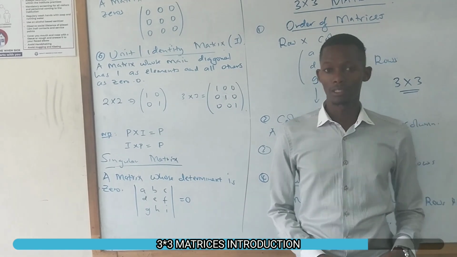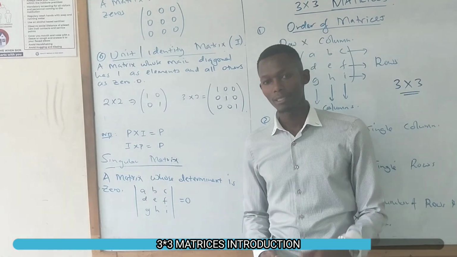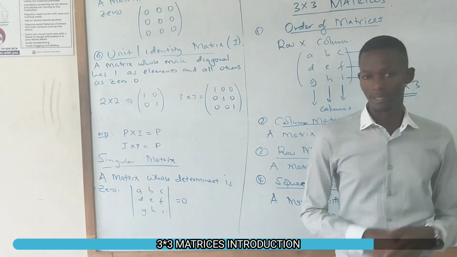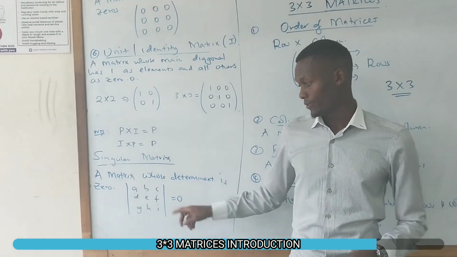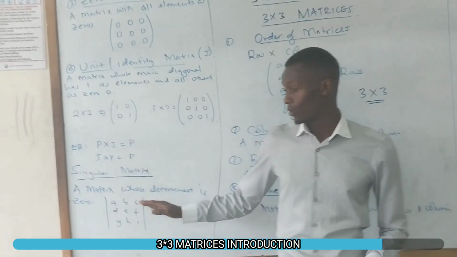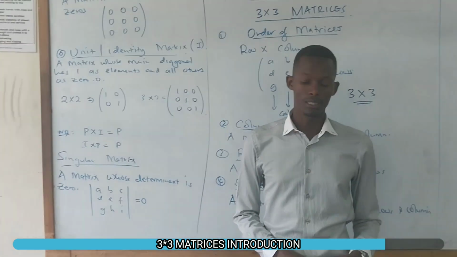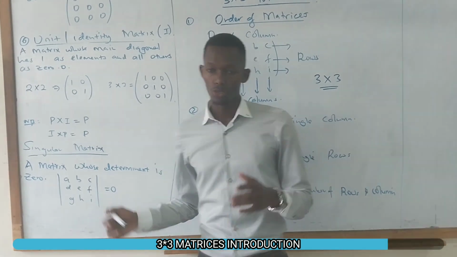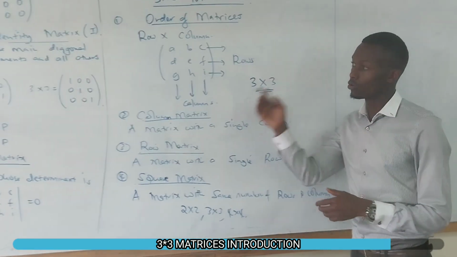Then lastly, we have the singular matrix. A singular matrix is a matrix whose determinant is 0. We shall check what determinants are as we progress. But for now, it is a matrix whose determinant is 0. So these are what you need to know for now.